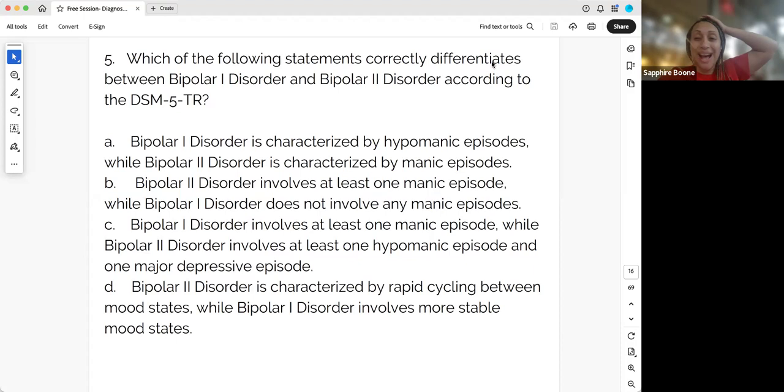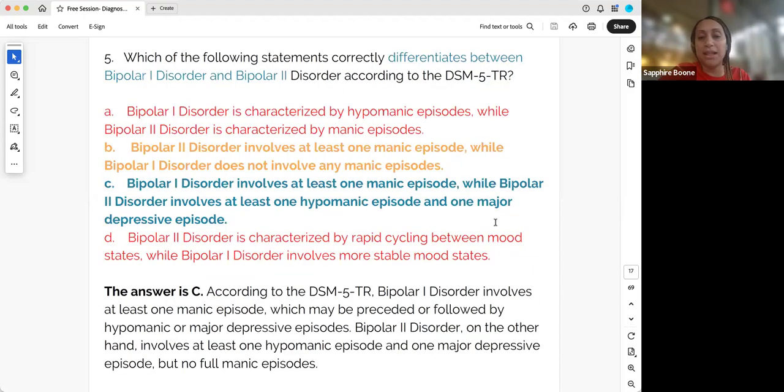But when I talk about that, I typically mean they're not going to make you decide if it's bipolar 1 or bipolar 2, but they might have a question about what makes them different. And so this answer, which most people selected C: bipolar 1 disorder involves at least one manic episode, while bipolar 2 involves at least one hypomanic and one depressive episode. And so by definition, bipolar 1 is going to be more invasive because of that manic episode.